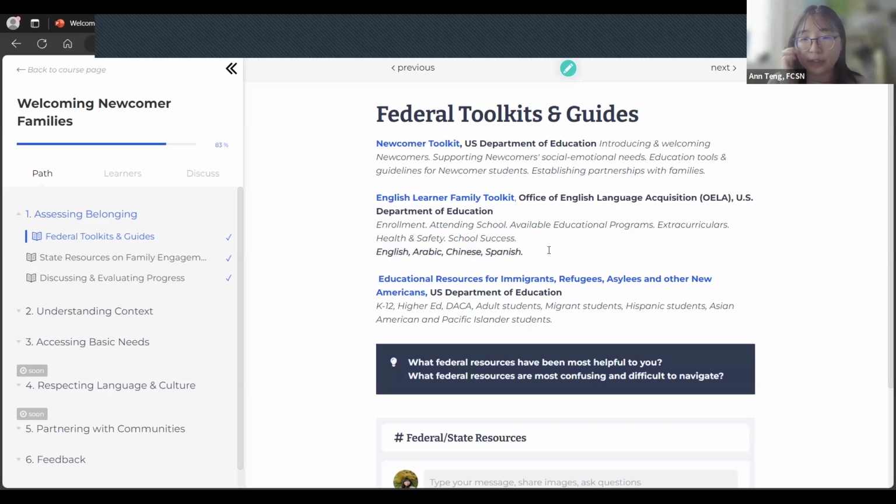Aside from that, I've also linked the educational resources for immigrants, refugees, asylees, and other new Americans page from the Department of Education there below. This encompasses all students, not just elementary and secondary, so this may be very useful for families as a whole and not just the students.